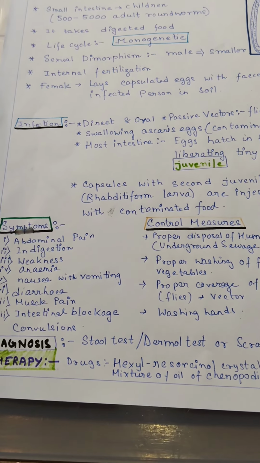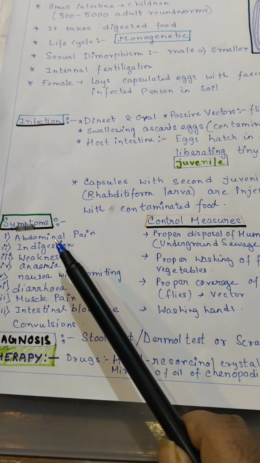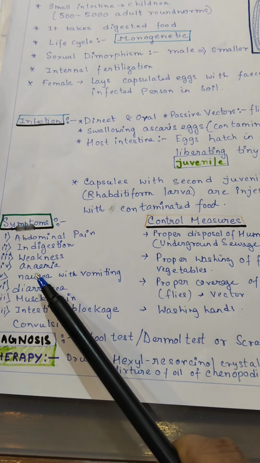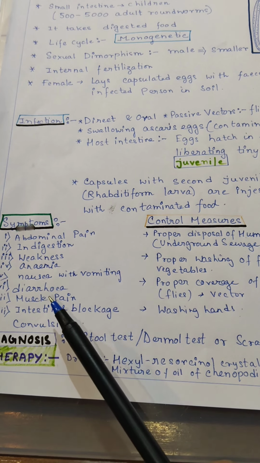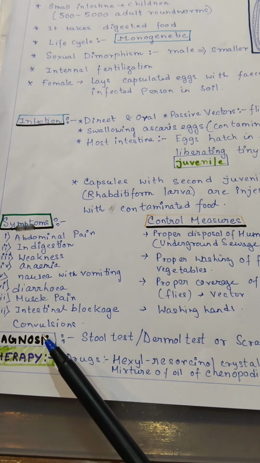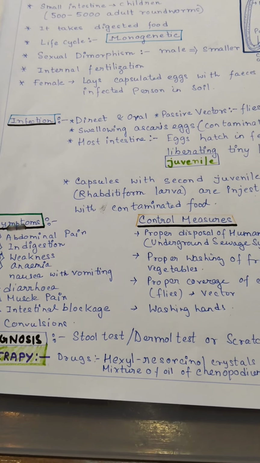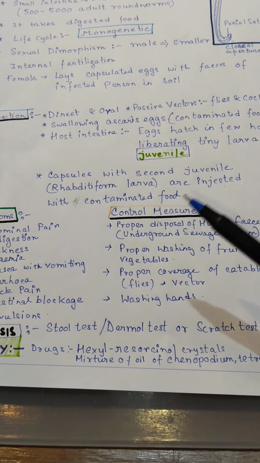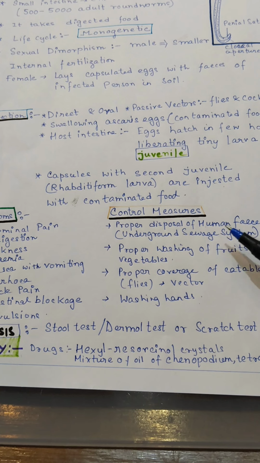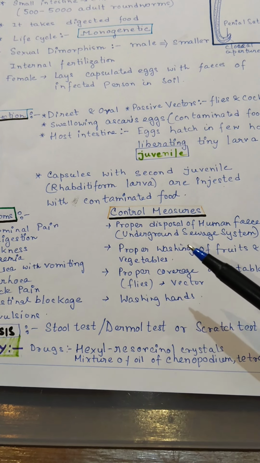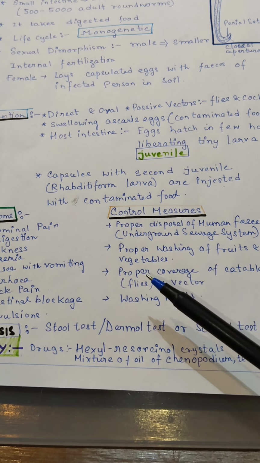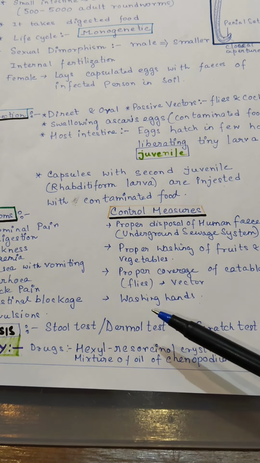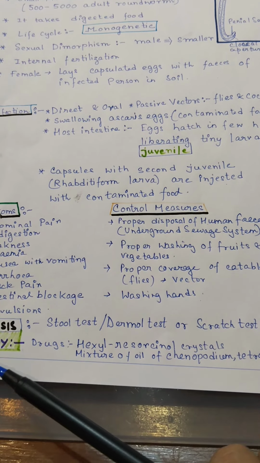Now coming to the symptoms: abdominal pain, indigestion, weakness, anemia, nausea with vomiting, diarrhea, muscle pain, intestinal blockage, and convulsions. Control measures: proper disposal of human feces, that is underground sewage system, proper washing of fruits and raw vegetables, proper coverage of eatables, washing hands.